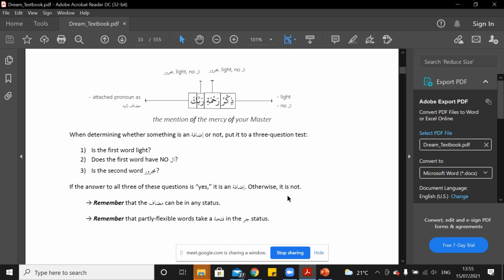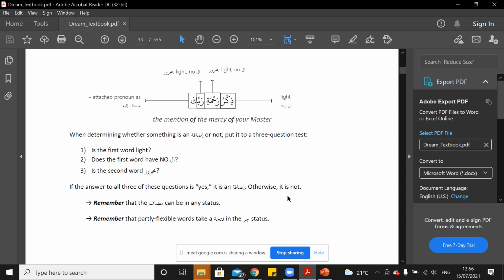We cannot go back to see the ka, the Rabbi. Ka is an attached pronoun in jar status. Ka can be jar or ka can be nasab, right? Attached pronouns can be jar or nasab. Yes. So how will we be sure that it is jar? We have to check the word before it.